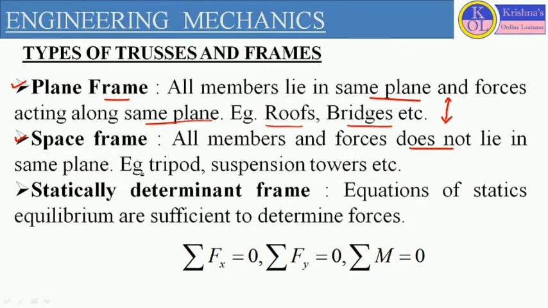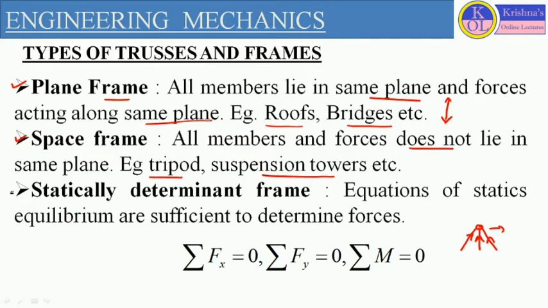If we talk about examples of the space frame, a tripod is the perfect example because a tripod has three legs. If the three legs are considered as three members, they lie in three different planes and the forces are also lying in three different planes. So this is an example of a space frame we can consider. Or we can take a suspension tower. A suspension tower is a huge structure and it has a number of members which are in different planes, as well as the forces we are considering on different members also acting in different planes. So this is about space frames.